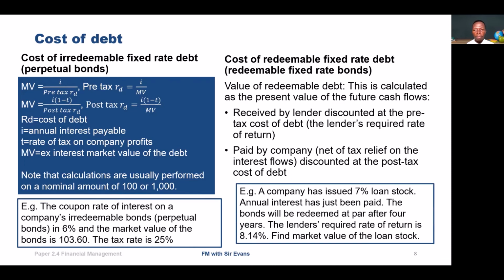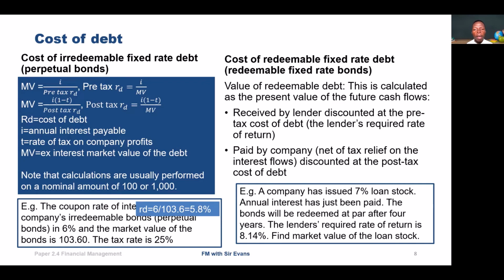Okay, so a scenario: a company has issued 7% loan stock and the annual interest has just been paid. The bond will be redeemed at par after 4 years. The lender's required rate of return is 8.14%. So we should find the market value of the loan stock.